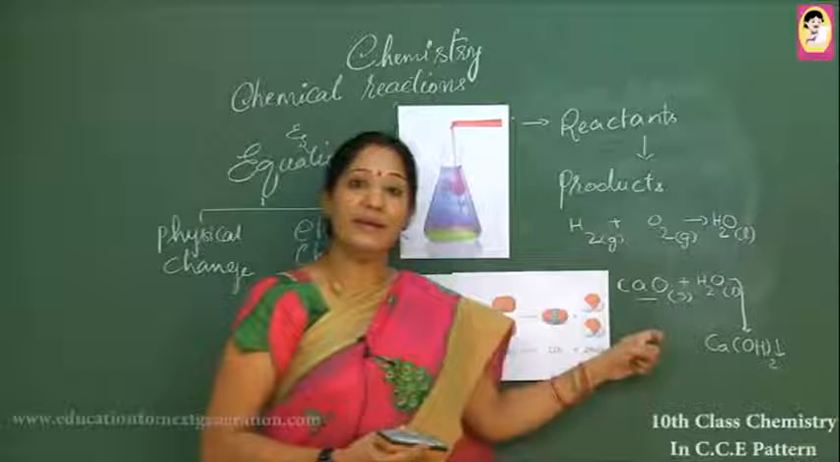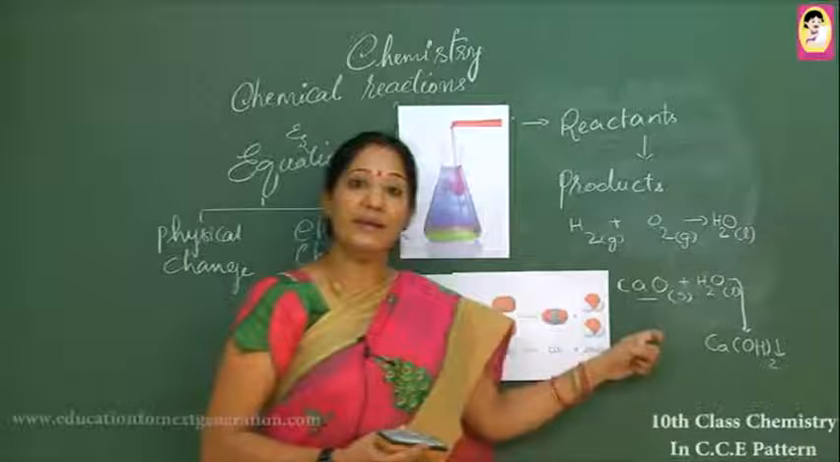Now let us learn what a balanced chemical equation is. A balanced chemical equation is an equation in which the number of atoms present on the reactant side of the chemical reaction is the same as on the product side. That is, the number of atoms participating in a chemical reaction, the reactants, is equal to the number of atoms present on the product side. If the two are the same, then such a chemical reaction is called a balanced chemical equation or balanced chemical reaction. Now let us take the example of the reaction between hydrogen and oxygen.